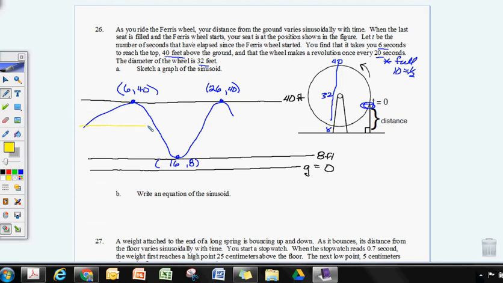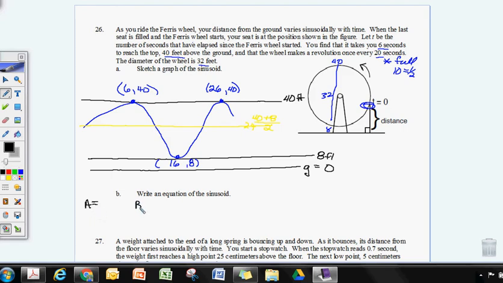I know that there is some middle line here in between these two. So how am I going to find that middle line? I'm going to take the 40 plus the 8, and I'm going to divide it by 2. 48 divided by 2 is 24. Guess what? I know some of my components already to this equation. My A value, haven't figured that one out yet.